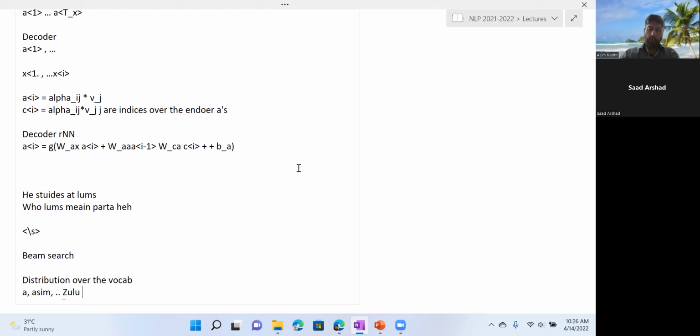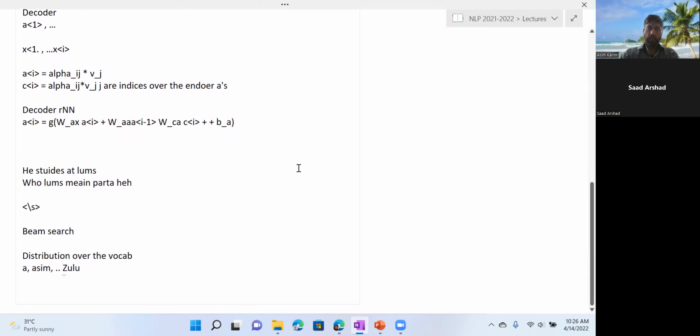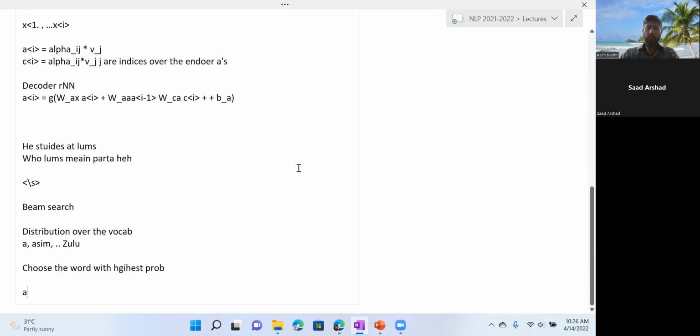And what we typically do is what? We choose the word with the highest probability. Right? So maybe let's say A was the highest probability word. So you will be outputting A at that point. And then you move to the next step. A then becomes teacher forced as an input, and then you generate the next word and so on.